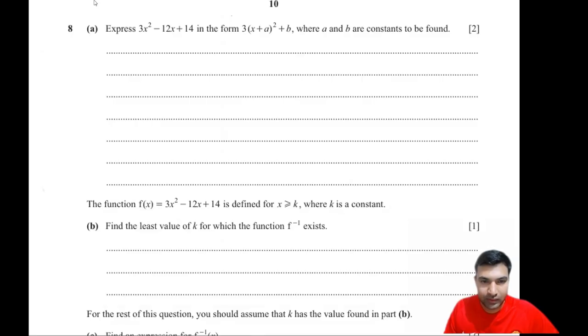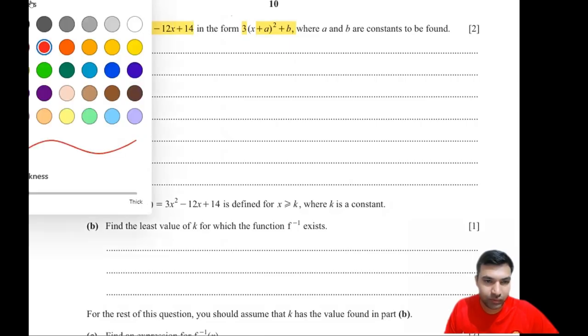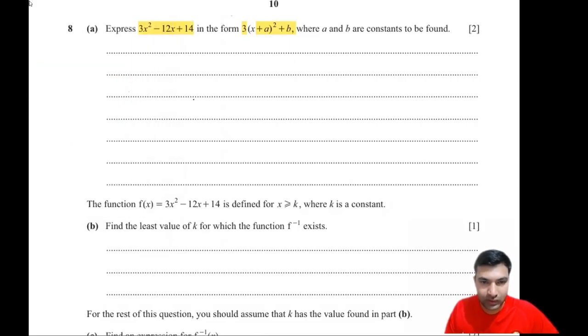It's given to express this entire quadratic expression in the form of a times a square plus b, where a, b, and c are constants to be found. So we have to follow the completing the square method over here. I had told you the first thing is to make the coefficient of x squared as 1. So take 3 outside, and you get x squared minus 4x plus 14 over 3.